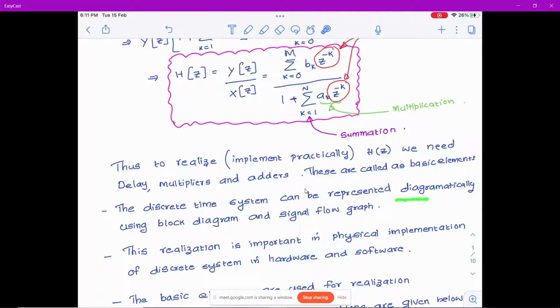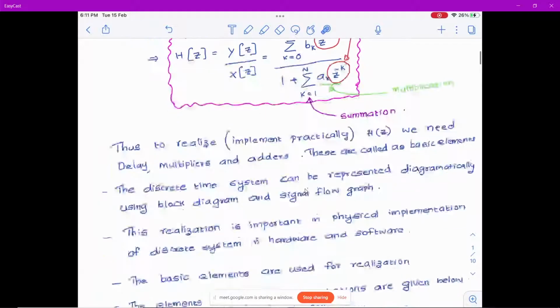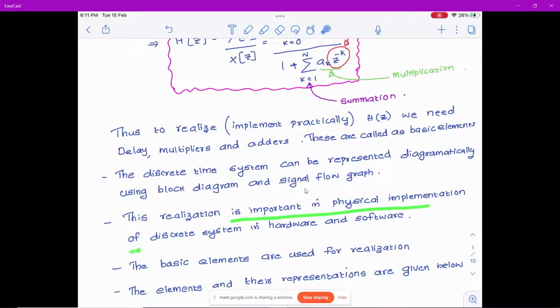So this diagrammatical representation can be using a block diagram. You might have studied in control systems, block diagrams, and signal flow graphs. Okay, and this realization is important in physical implementation of discrete systems. അതായത് നമുക്ക് ഇതൊരു ബ്ലോക്ക് ഡയഗ്രാം യൂസ് ചെയ്ത് റെപ്രസെൻറ്റ് ചെയ്യാൻ പറ്റുമെങ്കിൽ ആക്ച്വൽ ആയിട്ടുള്ള ഹാർഡ്വെയറിലേക്ക് ഇംപ്ലിമെൻറ്റ് ചെയ്യുമ്പം it will be more easy. Similarly, the basic elements like adders, delay elements, and multipliers are used for realization.